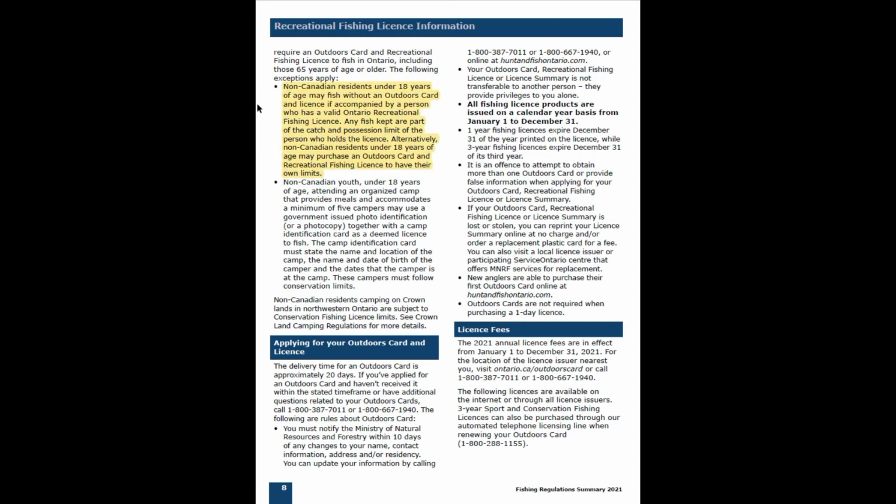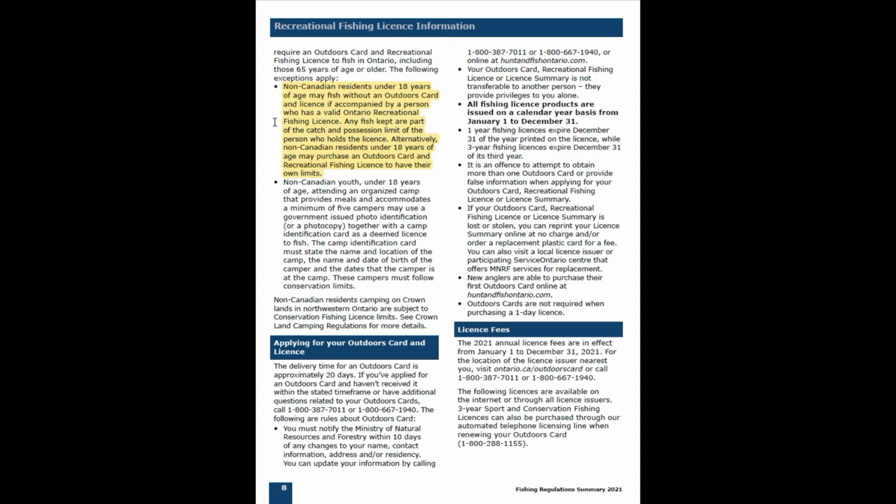A non-Canadian resident under 18 years of age may fish without a license if they're accompanied by a person who has a valid fishing license. Any fish kept are part of the catch and possession limit of the person who holds the license. Alternatively, that non-Canadian under 18 years of age can still buy their own license if they want their own limit.